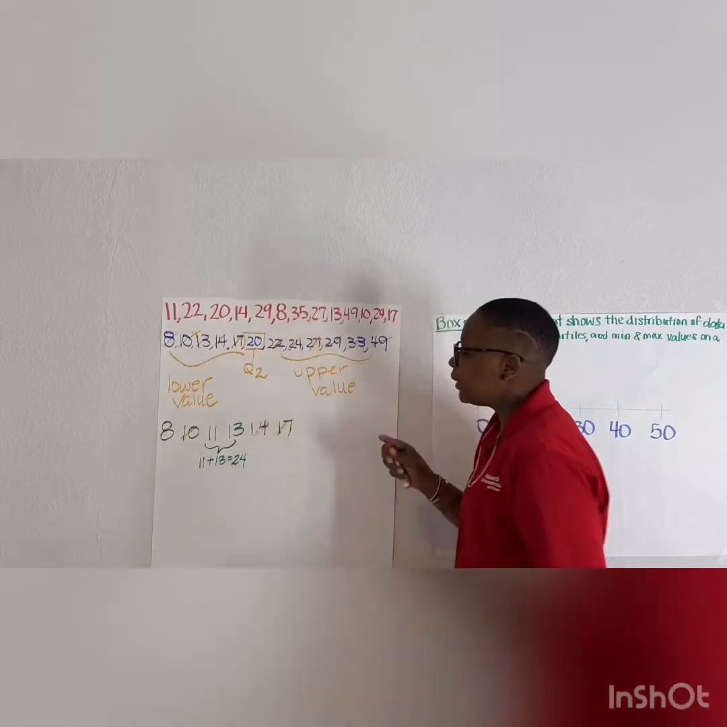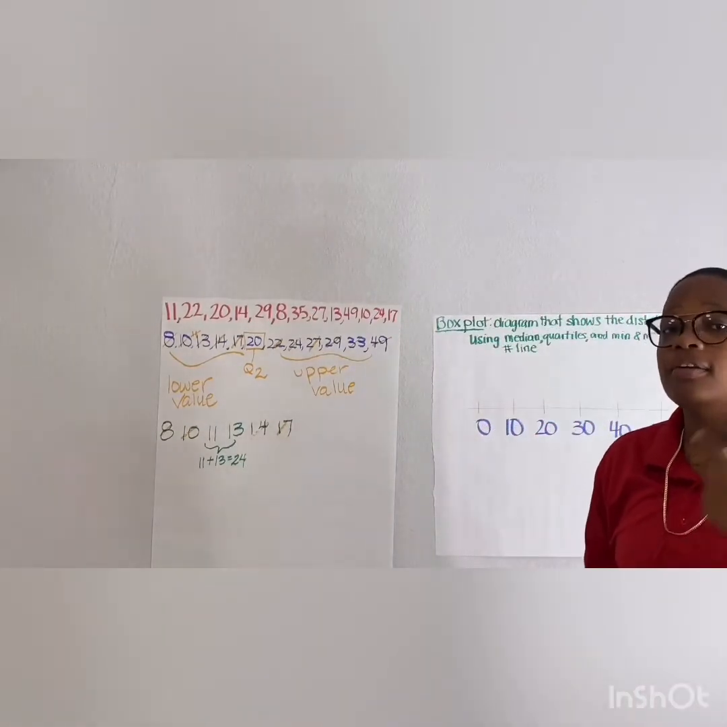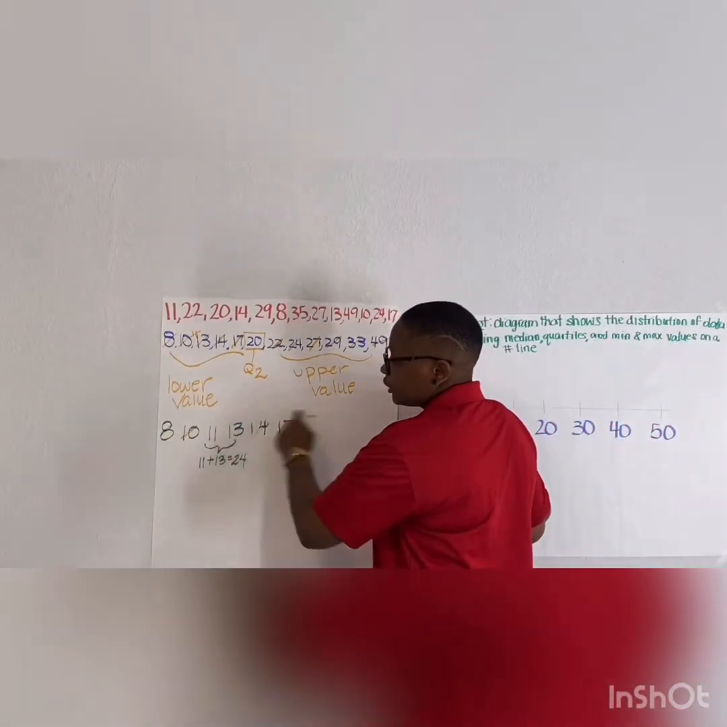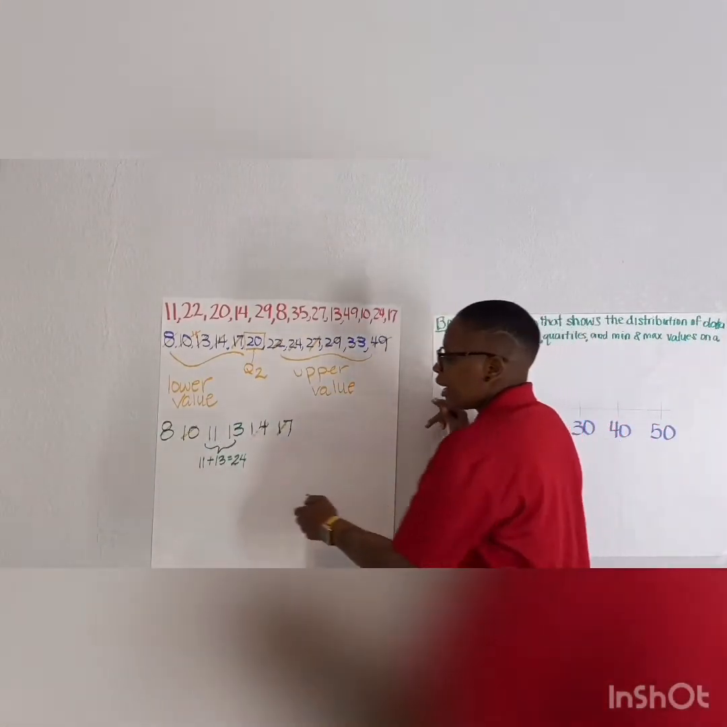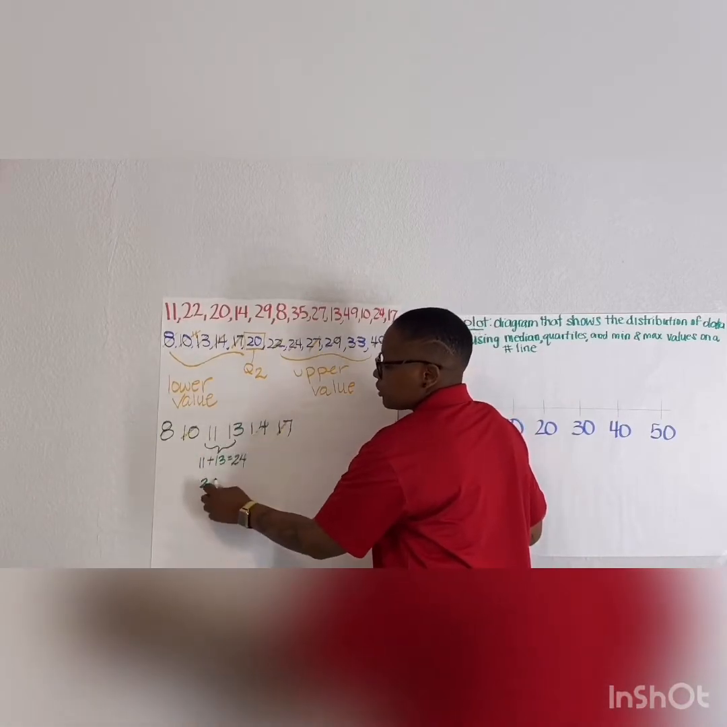Anytime you need to find your average, you have to add first, and then you divide by how many numbers are in that particular set. So I added 11 plus 13, that gives me 24. And then I take that number and I divide by 2 because we have 2 numbers in this particular set.